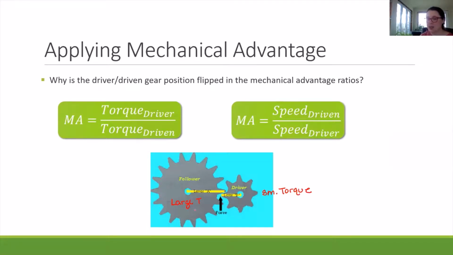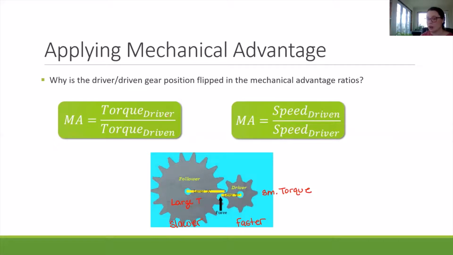I didn't actually count the teeth, and there's maybe more like 15 here, but if there were 10 teeth here and 5 teeth here, for every 1 turn the big gear makes, the little one is going to make 2. So the little gear is going to be faster, and this one is going to be slower. So if we look at the ratio, large torque goes with small speed.